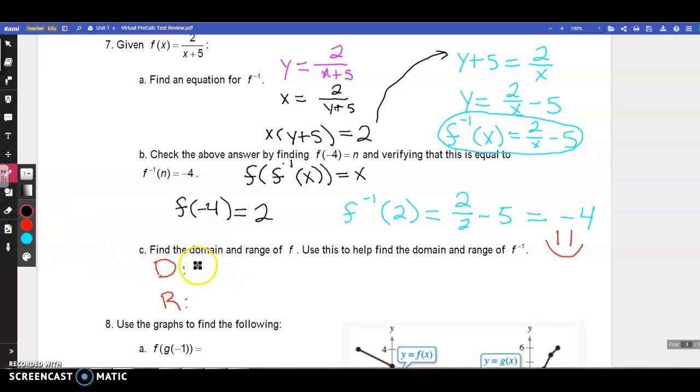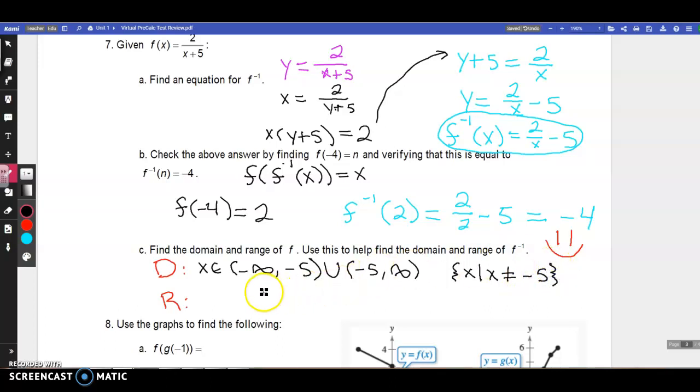Now there's a couple ways you could write that. You could say -infinity all the way to -5, parentheses, because it's not included, union, take a break for a second, and then -5 for forever. So this is just a fancy way of saying go all the way from -infinity to infinity, but don't include -5. If you wanted to use set notation, you could say the set of all x values such that x does not equal -5, meaning everything is fine except -5.